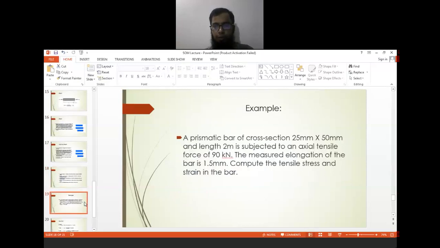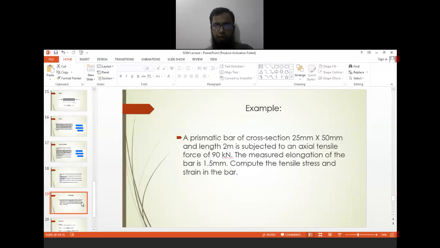Now we'll take up this small problem. Suppose there is a prismatic bar of cross section 25 by 50 and the length of this bar is 2 meters. It is subjected to an axial tensile force of 90 kilonewton. The measured elongation of the bar is 1.5 mm. Compute the tensile stress and strain in the bar. So the dimensions of the bar are given, and it is subjected to a load of 90 kilonewton. The elongation has been measured as 1.5 mm. We have to compute the stress and strain in this bar.